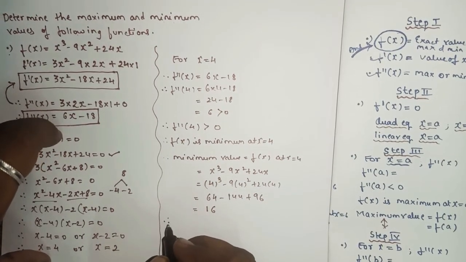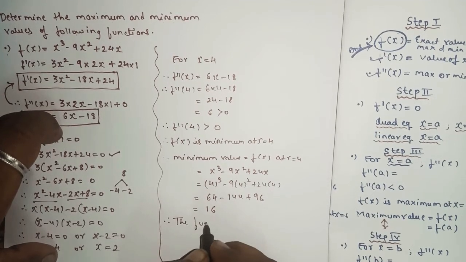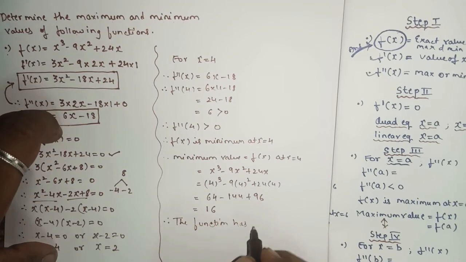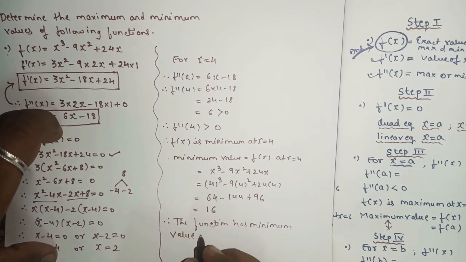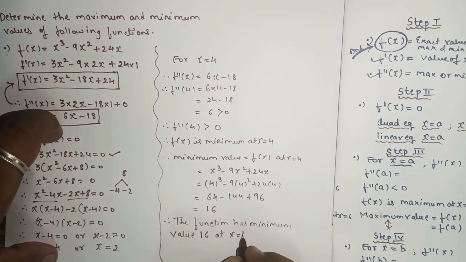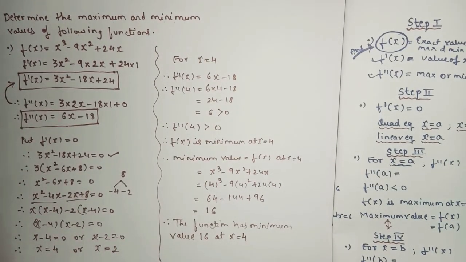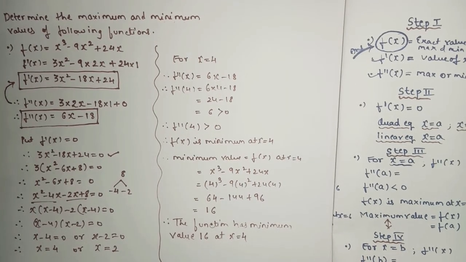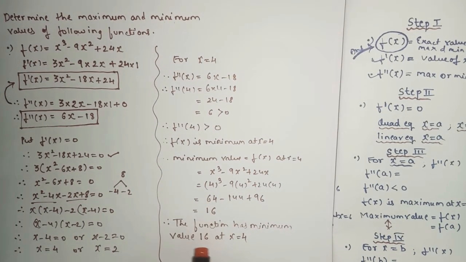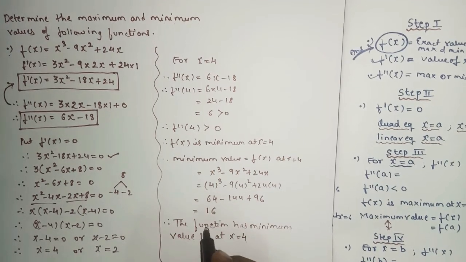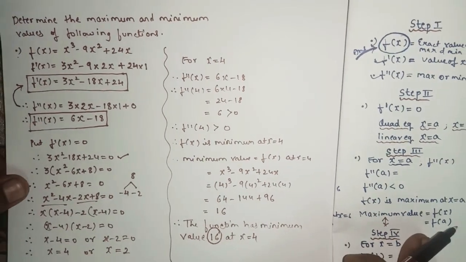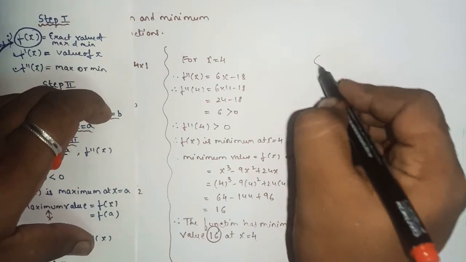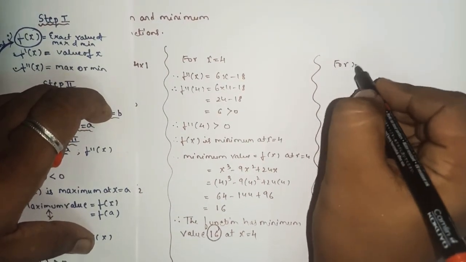So in the final step you will write the function as minimum value 16 at x equals 4. So we come to the conclusion that at x equals 4 the function was minimum, and of course at x equals 2 the function will be maximum. Here we got the exact value of the minimum at x equals 4, that is 16. Now we'll find the exact value at x equals 2. So now we'll take the second value, x equals 2.